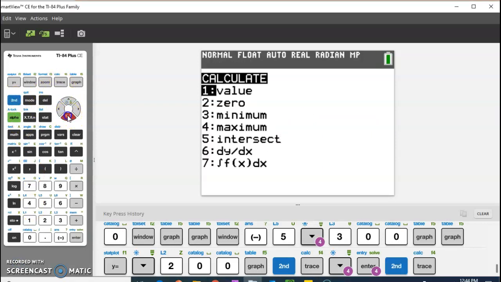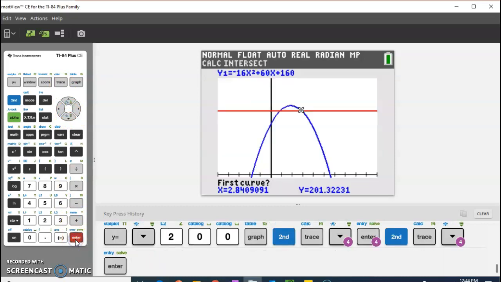I'm going to choose intersect again. And this time, though I am on the first curve, I need to move it so that it's closer to that other point of intersection. So now I'll hit enter. Yes, I'm on the second curve, close to that other point.